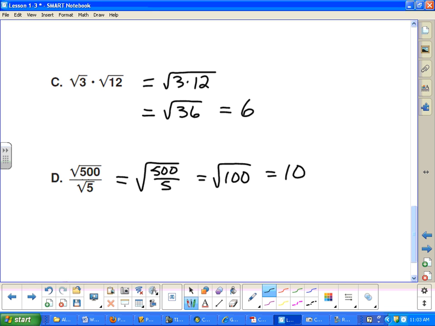So whenever we have a fraction, we always want to look to see if we can simplify the fraction before we do anything else.